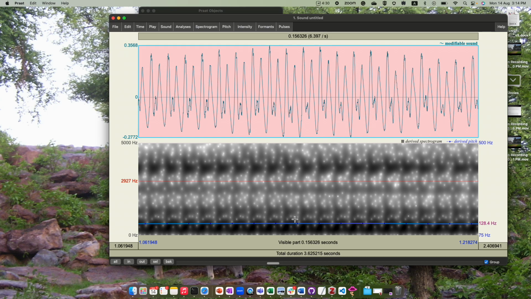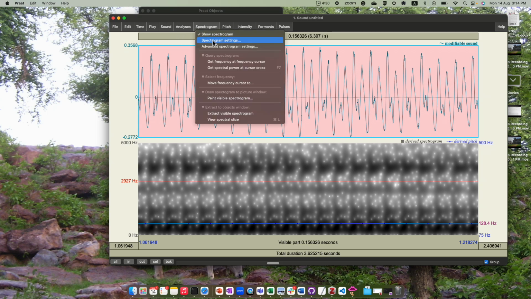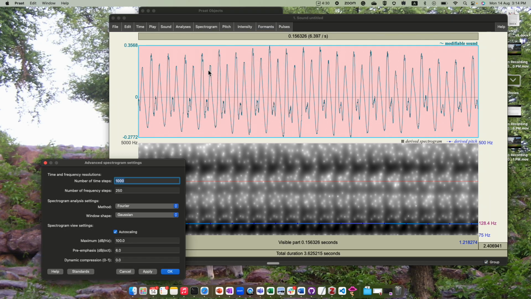Now, if I go to spectrogram here, I can go to advanced spectrogram settings. It has an option, window shape. What kind of window do I want to use? Can you see it? Do you want to use a rectangular window, Hamming window, Bartlett window, Welch window, Hanning window, Gaussian window? These are all signals, means a kind of windows. And you can use any one of them.